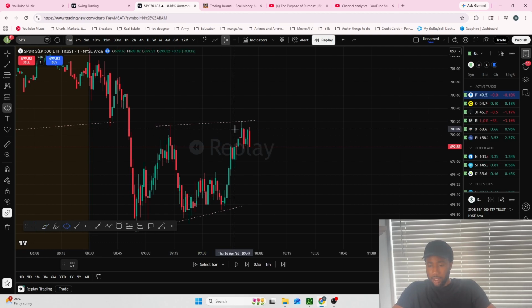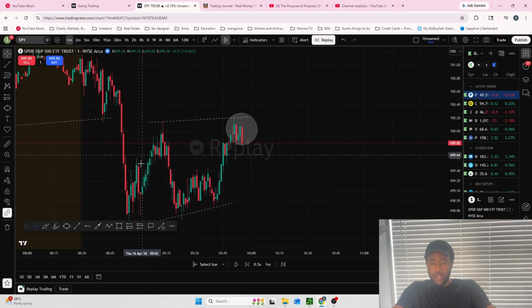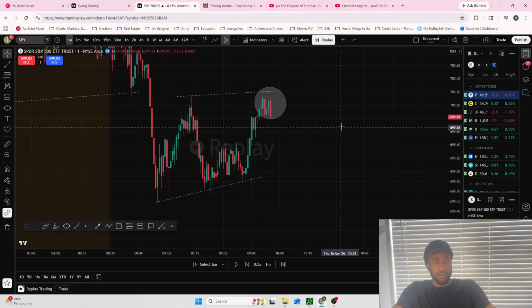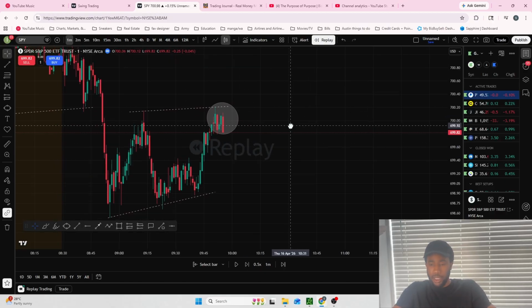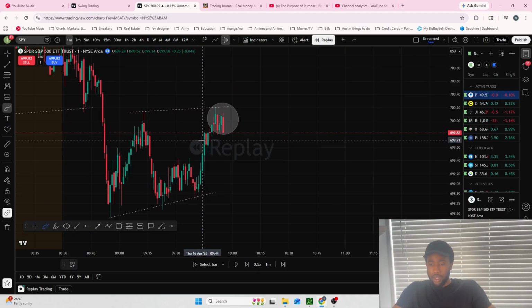Okay, yes, we finally got that high. So now we've got one high, two highs, and some swing lows. We know this is a channel, but this high hasn't finished confirming that it wants to move to the downside. So I'm banking on this being a reversal, high risk, high reward.